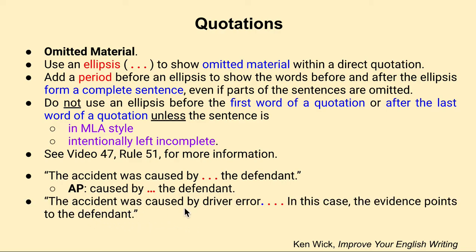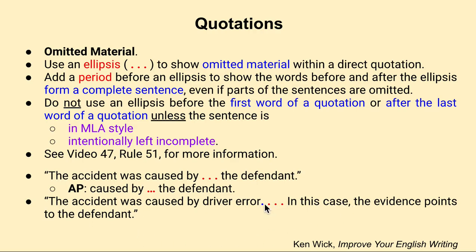Here's another example. The accident was caused by driver error. Here you actually have a sentence before, and then you have an ellipse. Someone deleted something, but because you have a sentence before and a sentence after, we put in this period. The accident was caused by driver error, period. Then we show that there's been deleted material, or an ellipse. In this case, comma, the evidence points to the defendant.